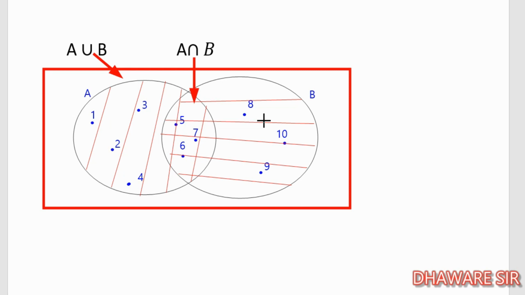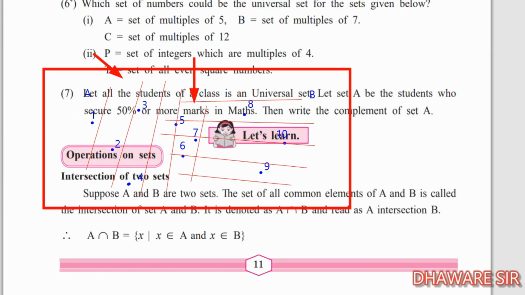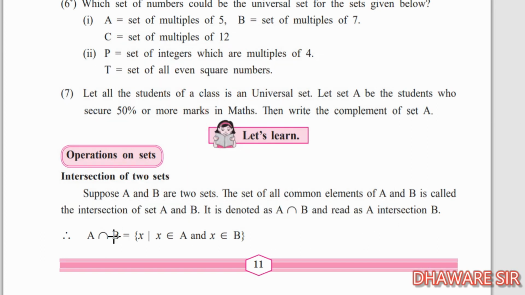First of all, we just need to know about the intersection of sets A and B. If there are two sets having common elements, it is called the set A intersection B. Okay, friends, let us see the second point. The first point is A intersection B. Suppose A and B are two sets. The set of all common elements of A and B is called the intersection of sets A and B. It is denoted by this symbol, which is the symbol of intersection, and read as A intersection B. So this is the way of reading.